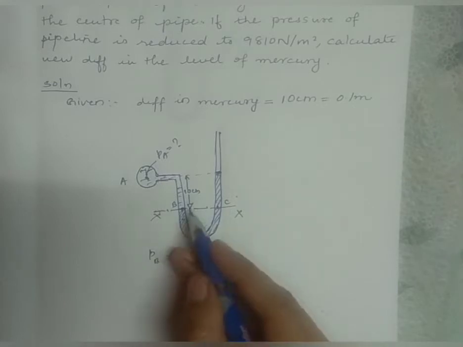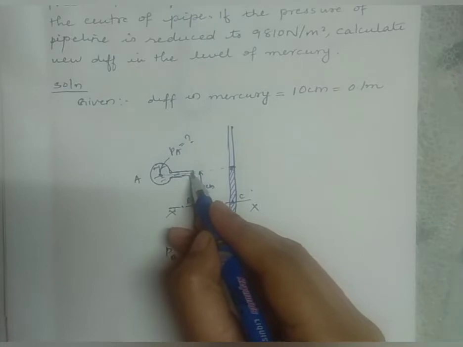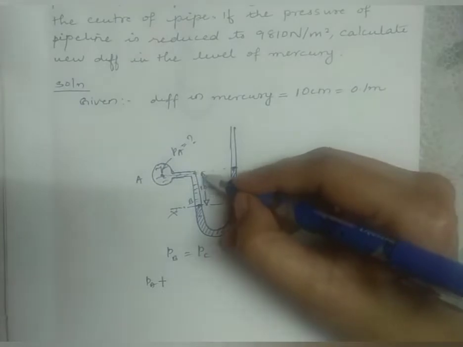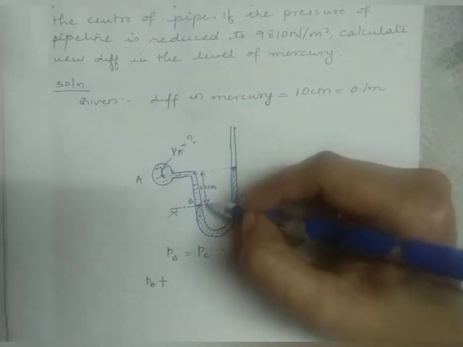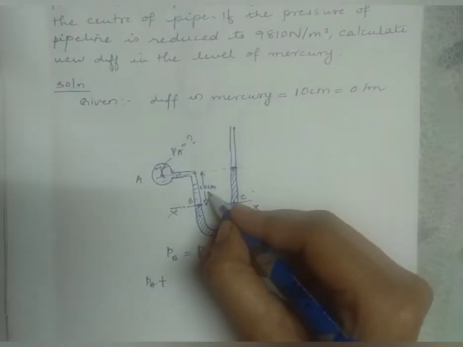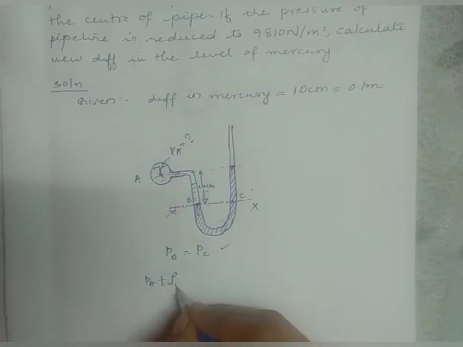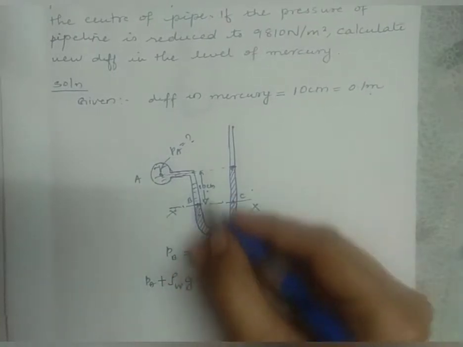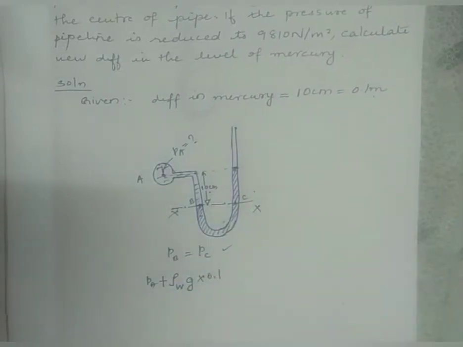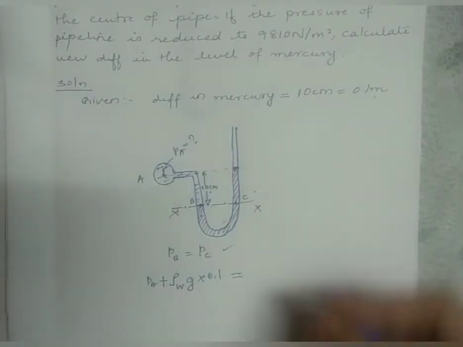So what is the pressure at B? The pressure at A is here, isn't it? P_A plus the pressure due to this 10 centimeter water column. So it is rho g h. This is 10 centimeter, which means 0.1 meter. So I am writing rho of water, rho_w, g into h, where h is 10 centimeters, so 0.1 meters. So I got the pressure at point B, which is equal to pressure at point C.